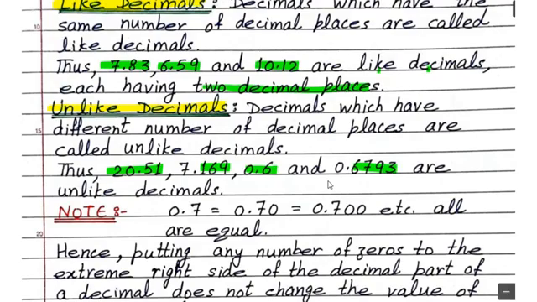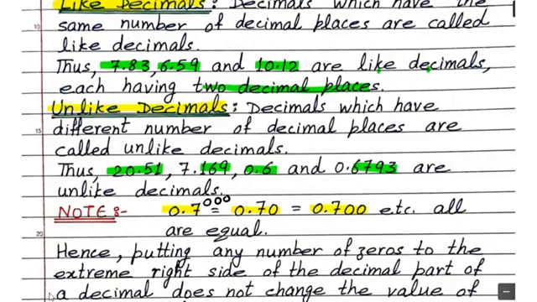Children, here note down one very important point, that is 0.7 or 0.70 or 0.700, etc. all are equal. That means after 7 I can put as many zeros as I like here. The meaning will be the same. Have you understood this?